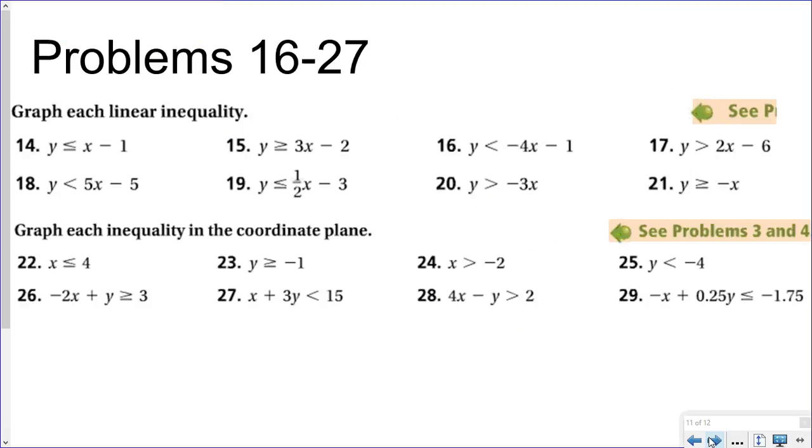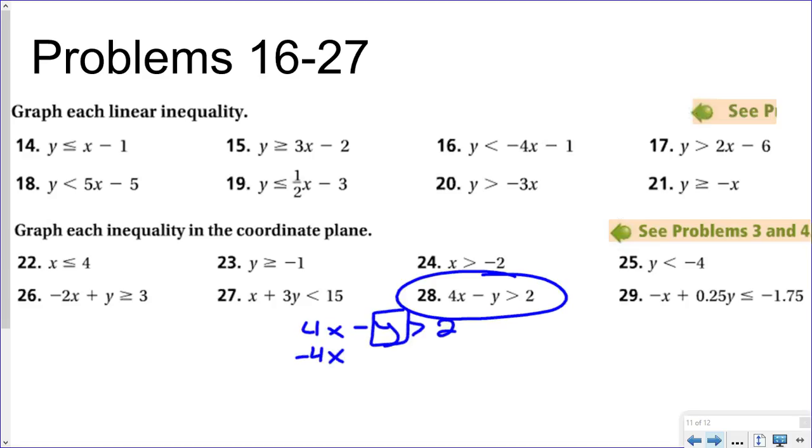And the last one. I want to make sure that you know how to do a problem like number 28. If you want to graph that one, you're going to have to solve for y. The first thing you would do to solve for y is subtract 4x from both sides, because we want to get it in slope-intercept form. So minus y is greater than 2 minus 4x. To solve for y, you have to divide by -1.